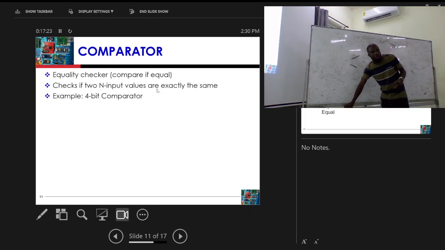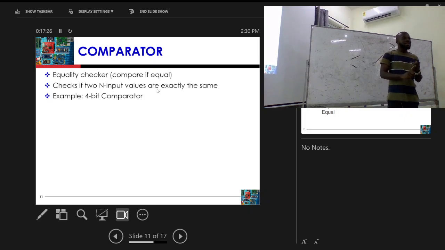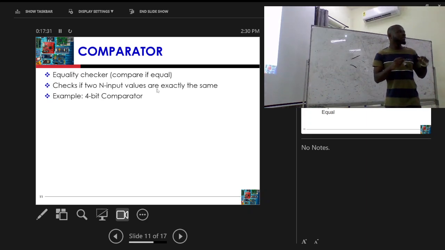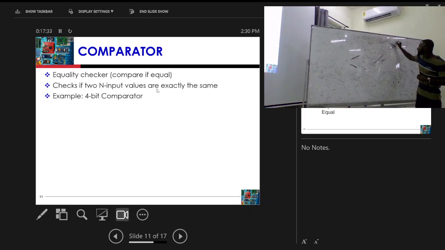A comparator is simply an equality checker. Let's say I have only two inputs, input A and B, and I want to check if A is equal to B. So all I need is a comparator here. A comes in, B comes in, and then we have our output. For the comparator, if A and B are the same, what happens to the output? If A is equal to B, what is the output?